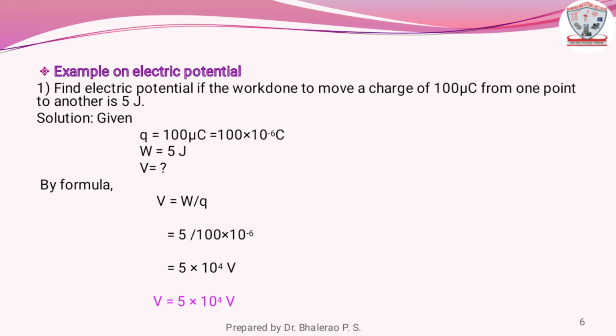we will get 5 upon 100 into 10 to the power minus 6, and calculating this, we will get 5 into 10 to the power 4 volt. The voltage, we can say, V is equal to 5 into 10 to the power 4 volt.